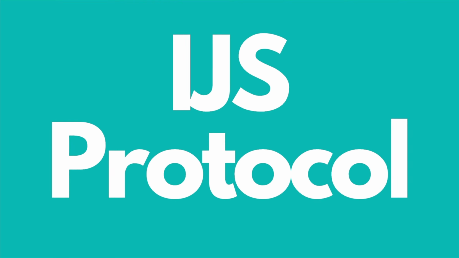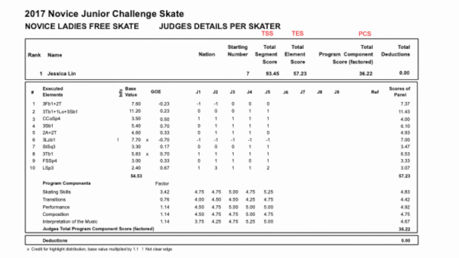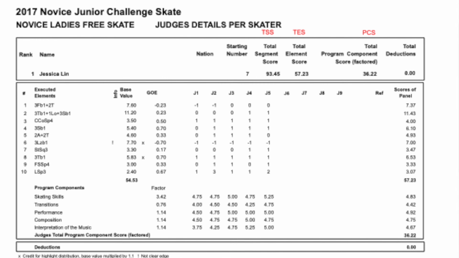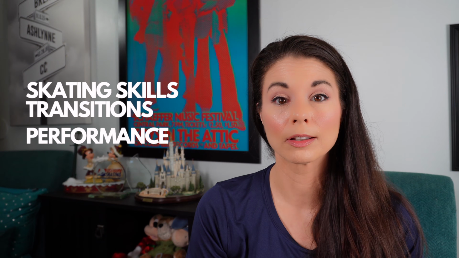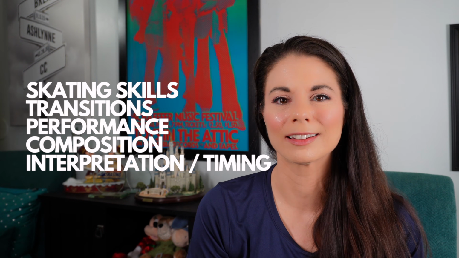At the end of a competition, you'll be given a scoring sheet, and we call this a protocol. It details the evaluation result of each aspect of your program. This protocol provides all the details of the technical elements as well as each of the program components: skating skills, transitions, performance, composition, interpretation of the music, or in ice dance it's called timing.